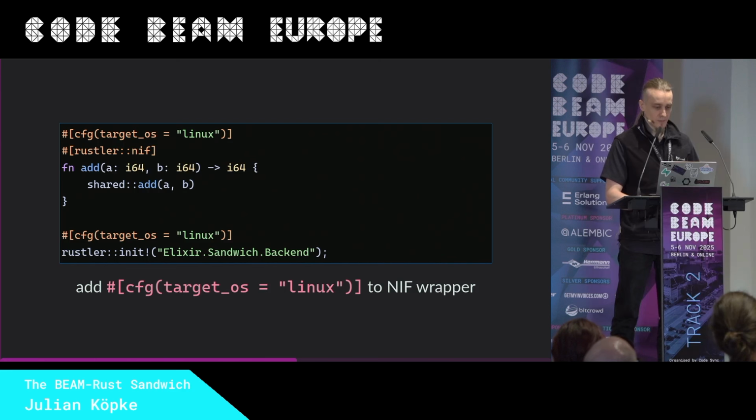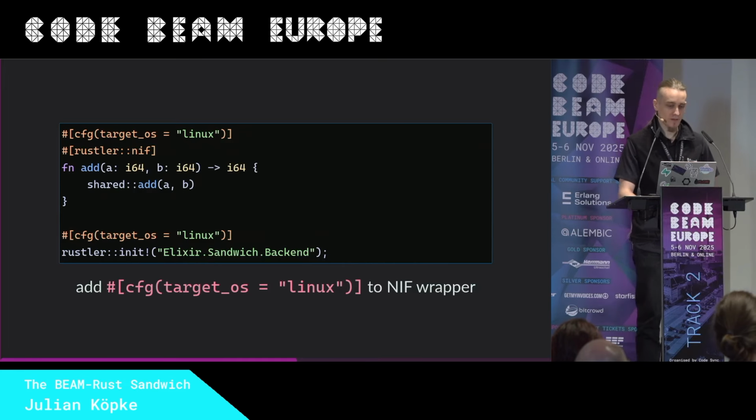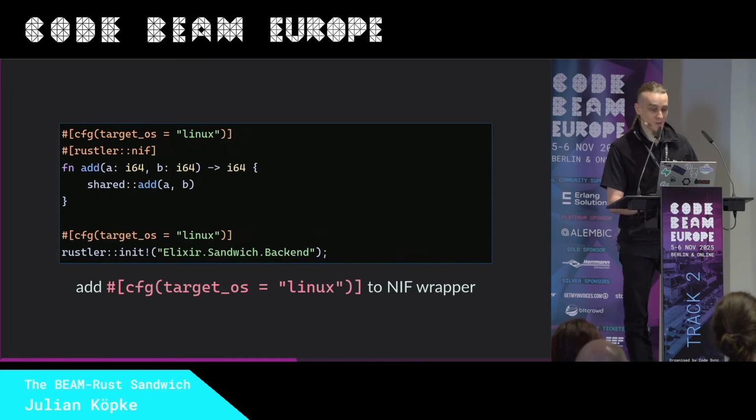So the next step, we implement this shim function. So the add function will just pass the call to the shared add. And here also we have the target OS Linux, and we have our Rustler NIF annotation. So Rustler knows this is something I can call. And we also annotate the Rustler init call with Linux only, because if you try to run this on WebAssembly, it will just explode.